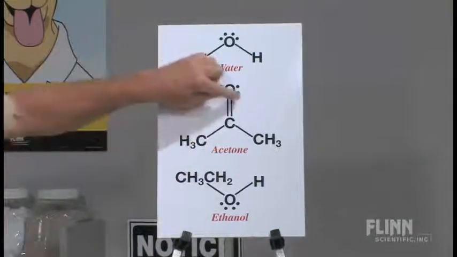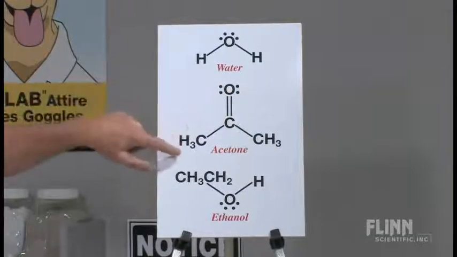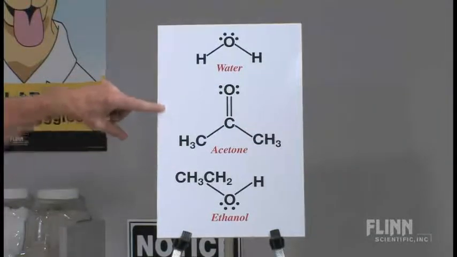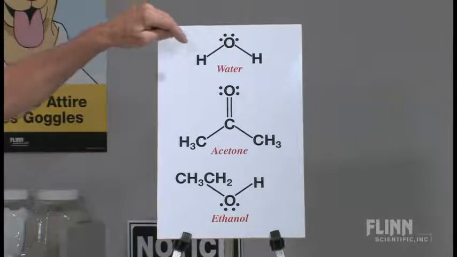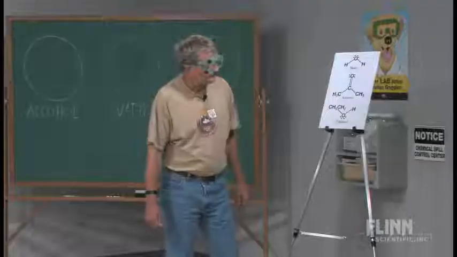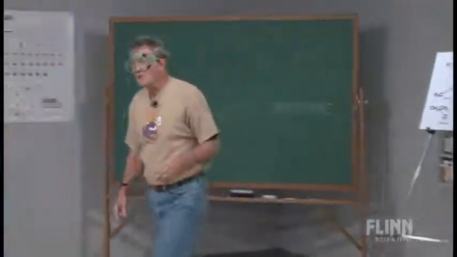And with acetone, there's no hydrogen bonding. The hydrogens that are there are hooked to carbons. That doesn't give you hydrogen bonding. Hydrogen bonding only occurs with oxygen, fluorine, and nitrogen. So it's nice to look at the structure this way. I'm going to move back over to the table briefly.